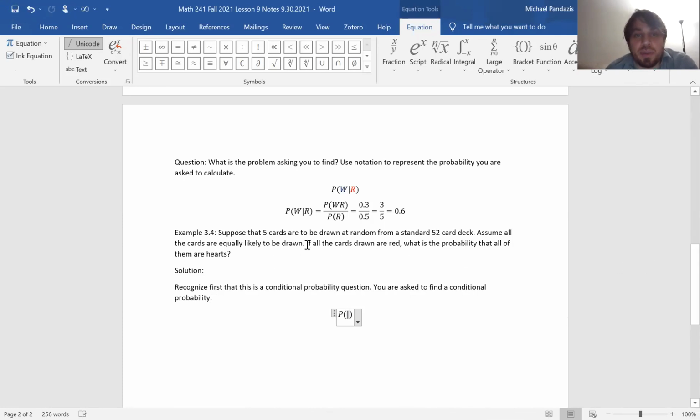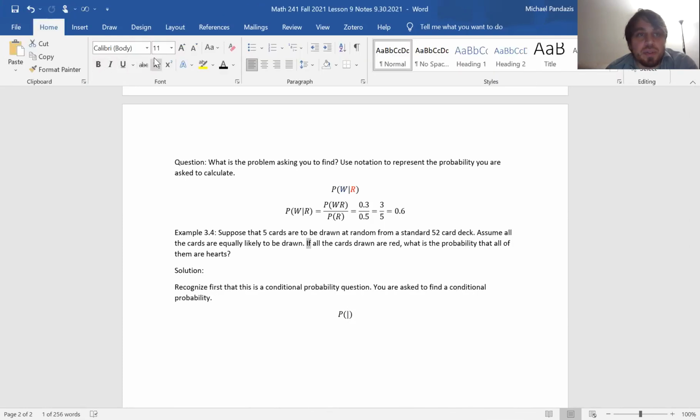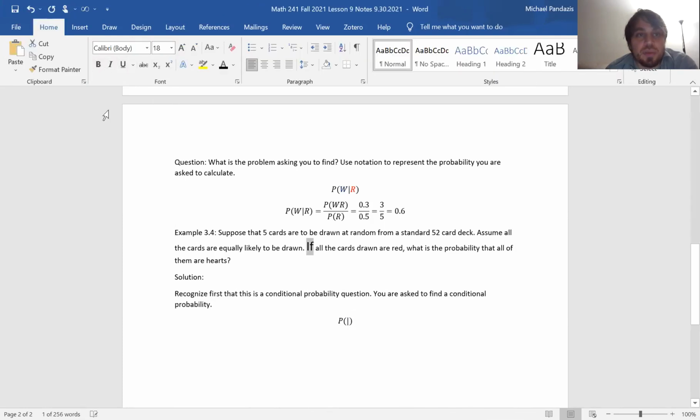So one keyword is the word if. So I'm going to enlarge the word if and bold it, okay? So in a conditional probability problem, the word if is really important. Okay, and the word if does not have to appear at the beginning of a sentence. It could be in the middle of a sentence. It's not about where something is in the sentence.